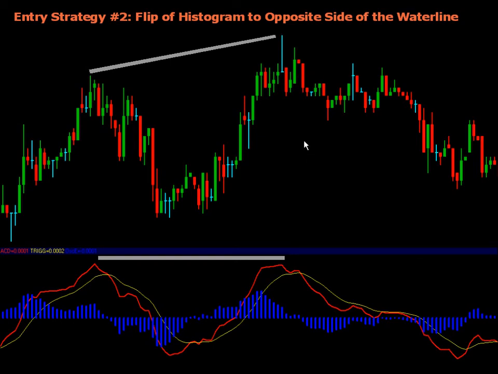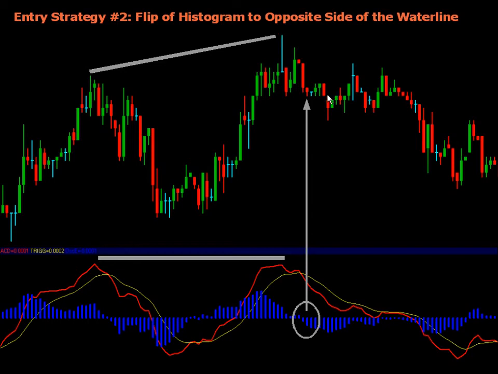What we then can look at doing as an entry point is just waiting for that first histogram bar to paint in on the opposite side of the waterline, which happened right here where my cursor is hovering. On a close, you can then get in on the open of the next candle after that, and we can see that was right here. Price came back and tested to the upside a few times, but what we'd want to do in this case is put a stop above this swing high here, probably in most cases, and certainly this contrarian price action here would not have tested a stop placed up here.